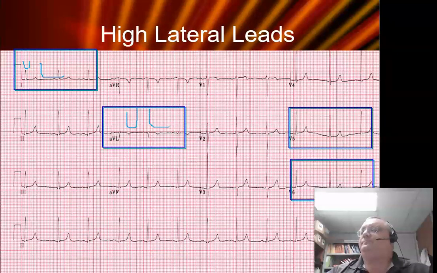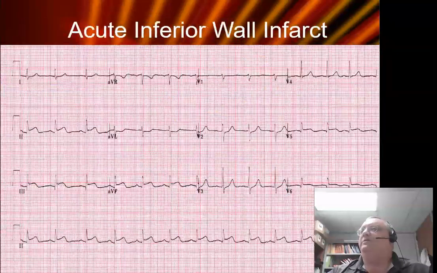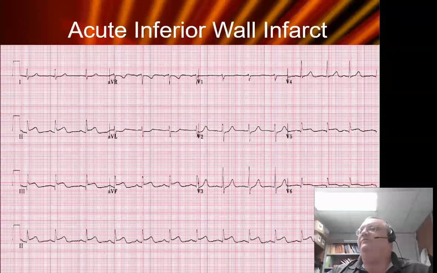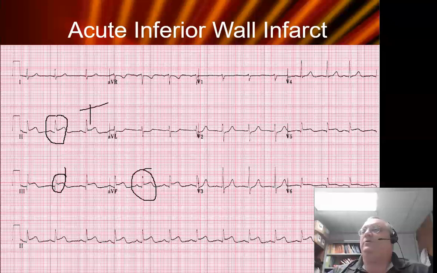Going fast forward here, this is an acute inferior wall MI. I'm going to circle my elevations. Look at that, II, III, and aVF. We talked about that earlier, those are the inferior walls. Now, do I have any other walls involved? No, I don't really have any others. A little bit here, probably like one box here.